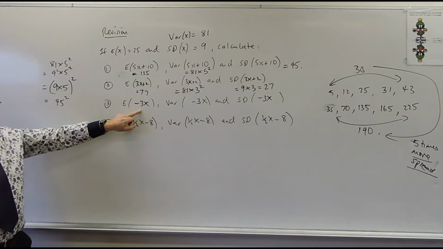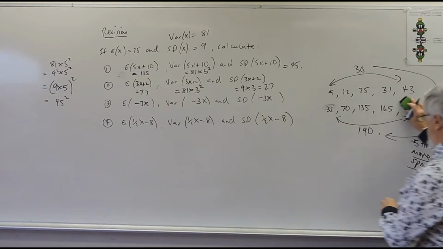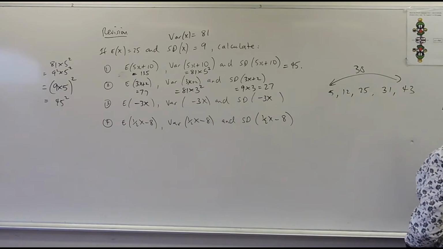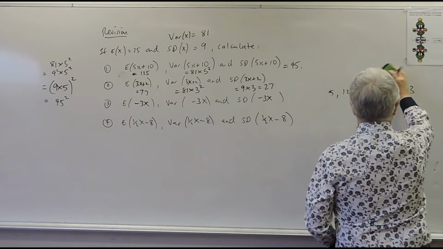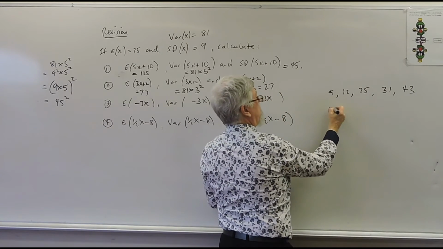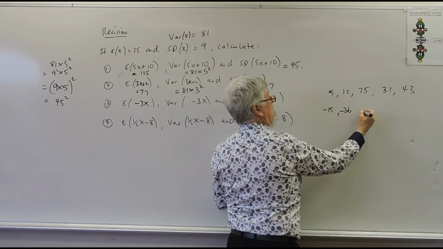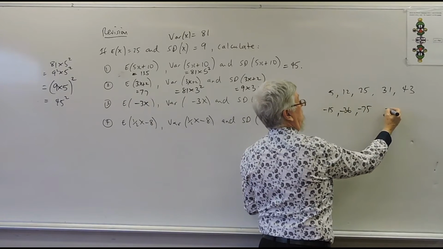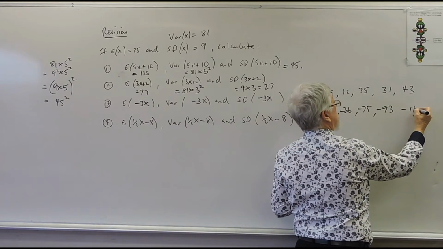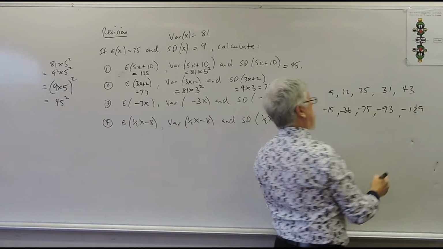So what's this going to do? Let's say that was then negative 3. 3 times bigger. 15 with a negative. 3 times bigger. 36, 75, 93, 129. I should have made up numbers. 129 and 29 with a negative.